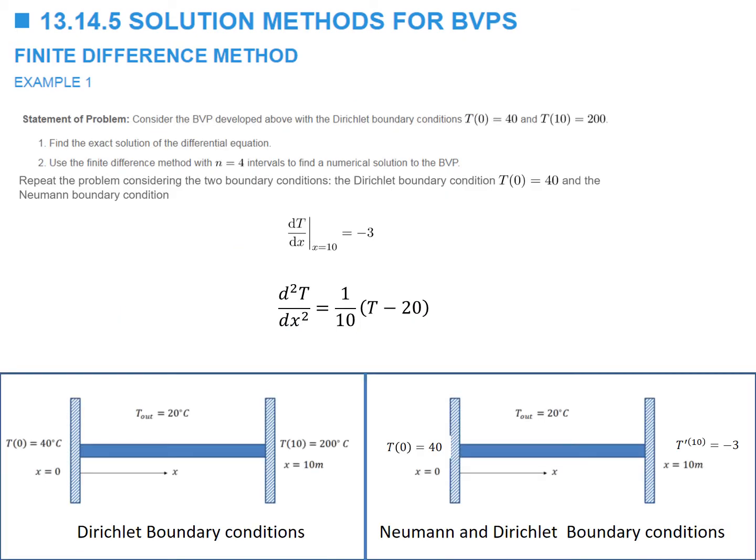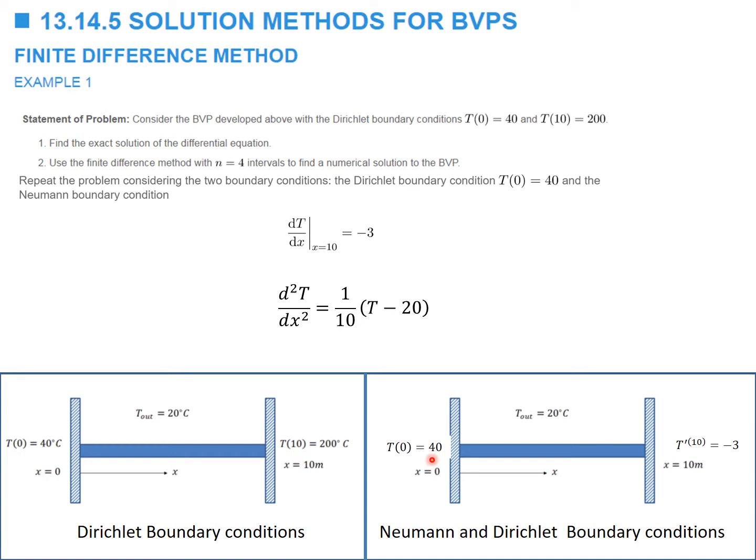We're actually going to solve this problem twice. The first time, we're going to have these Dirichlet boundary conditions, which I just described: when x is 0, the temperature is 40, and when x is 10, the temperature is 200.